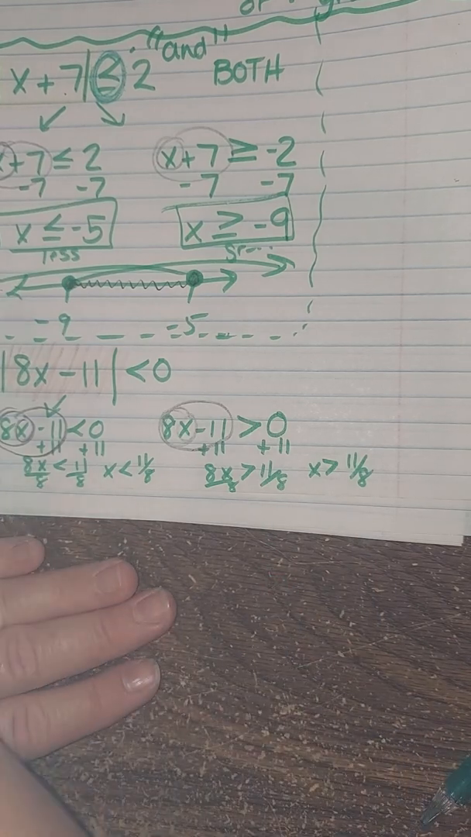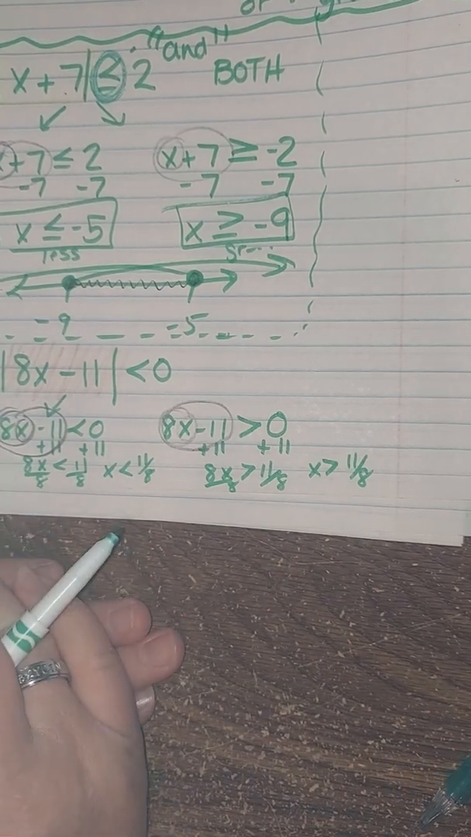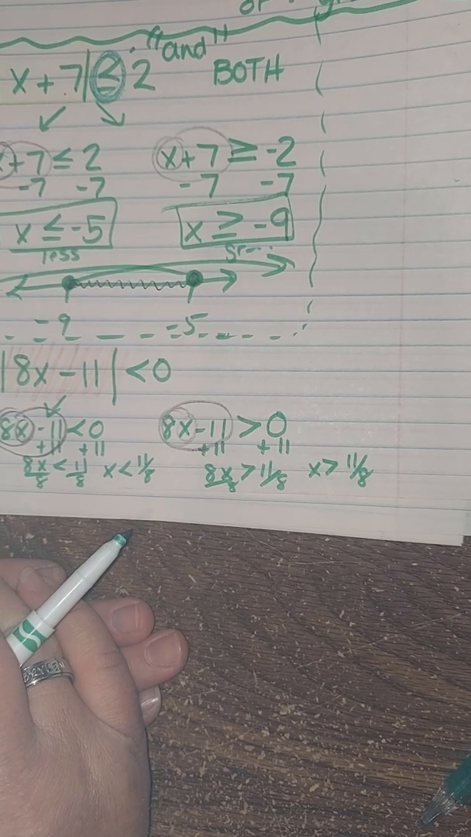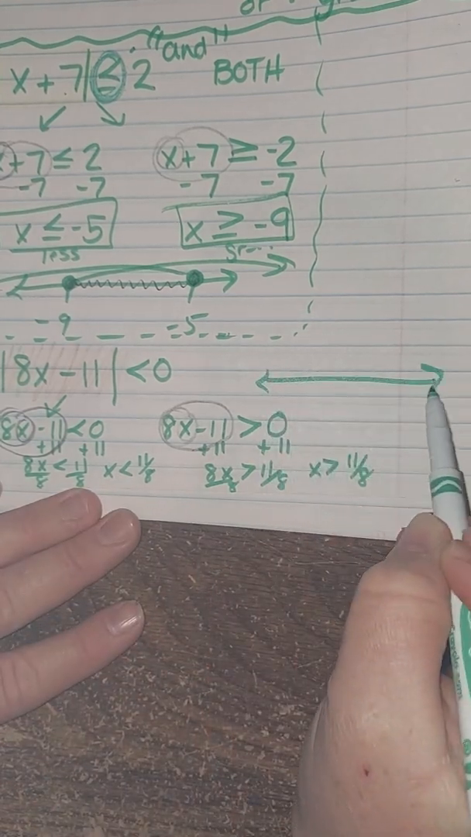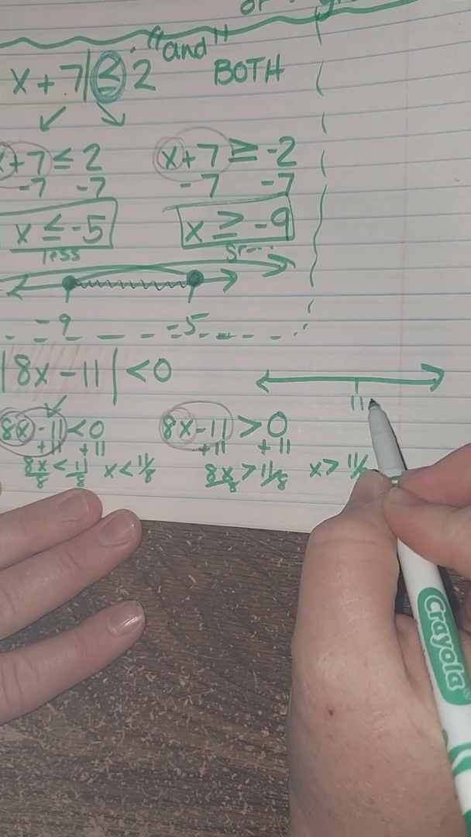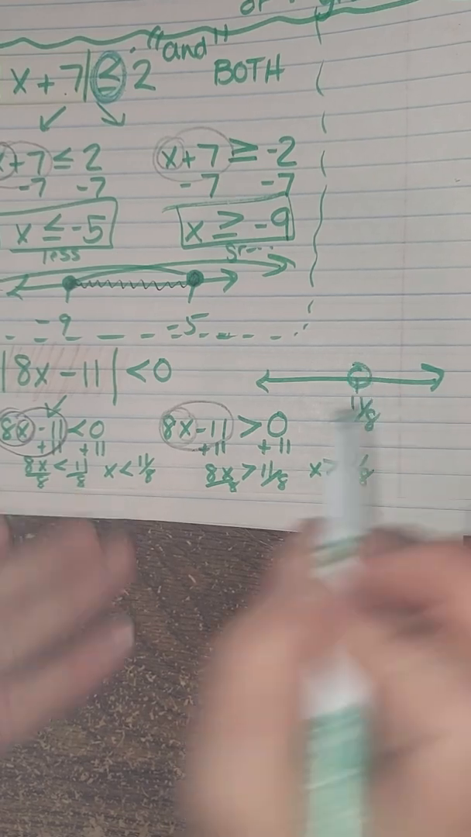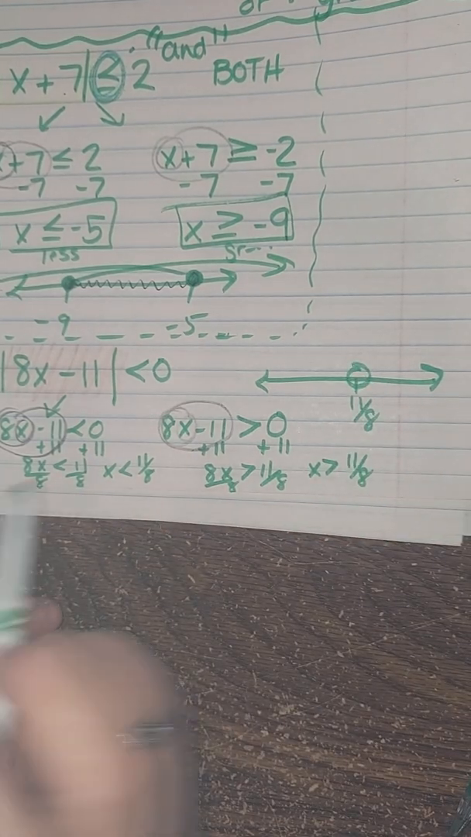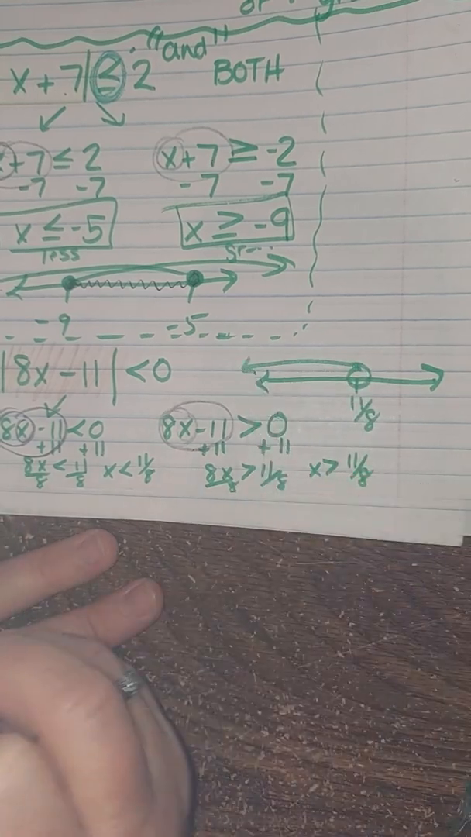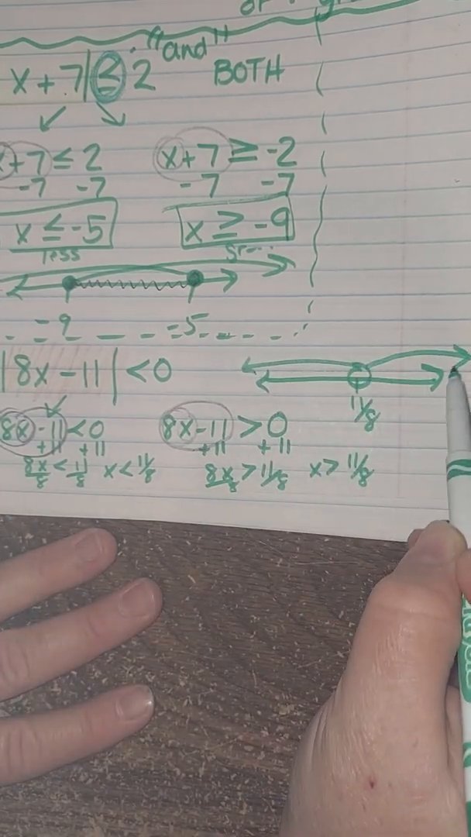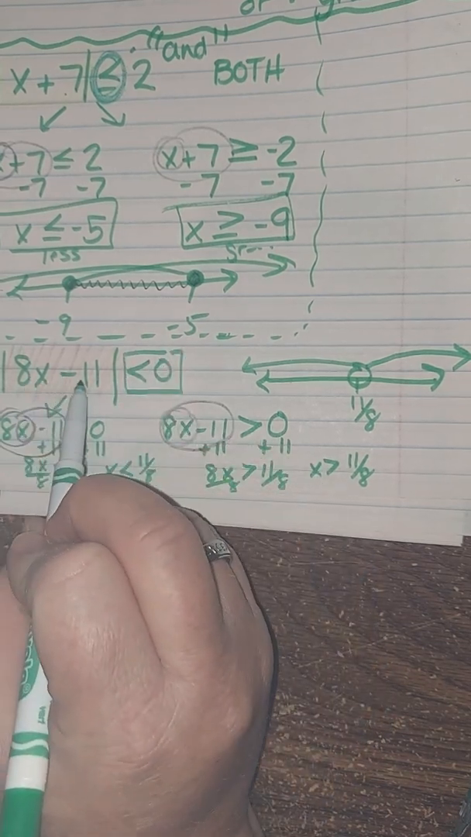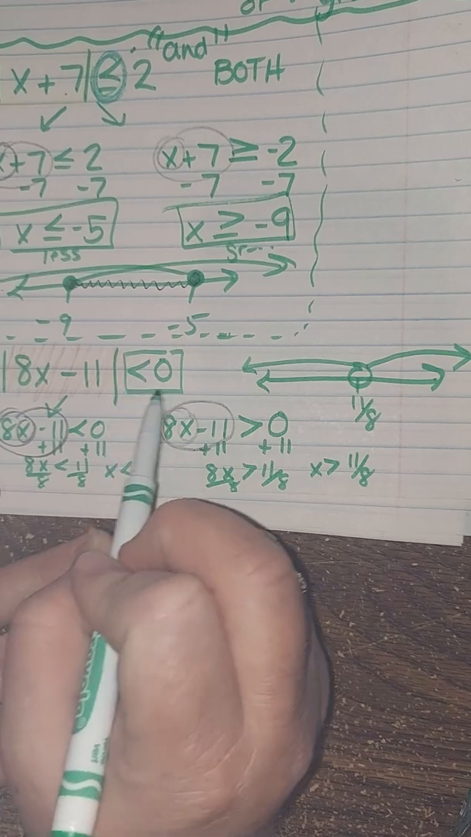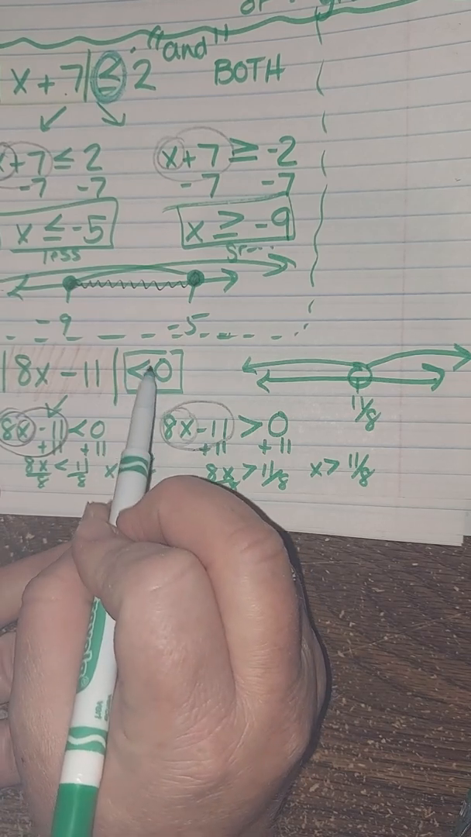That's really weird, isn't it? So I have to be 11 eighths. And I have an open circle, right? And I have to be less than 11 eighths and greater than 11 eighths. And remember that this is 8x minus 11, absolute value is less than, an and statement.